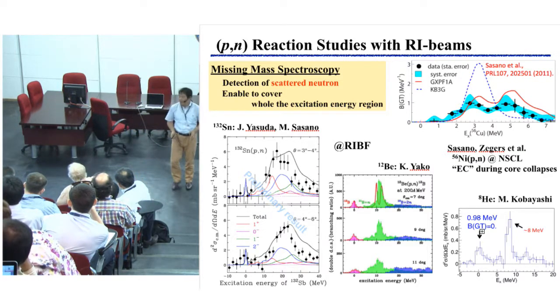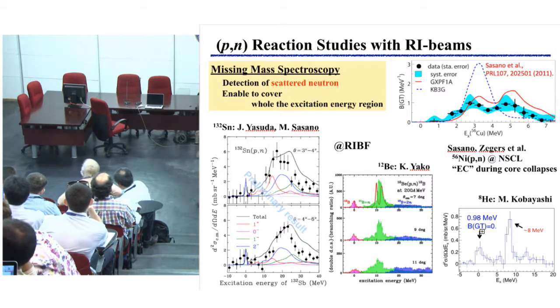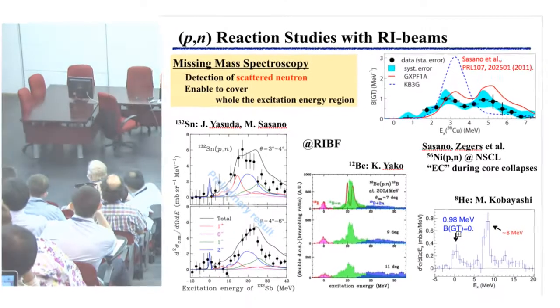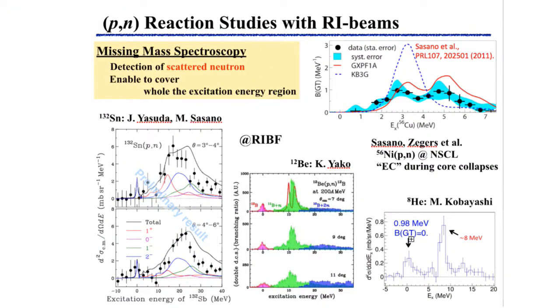And this PN technique has been introduced to RIKEN recently, and we have applied it to a wide range of nuclear charge, from helium-8, beryllium-12, and tin-132, which will appear very soon. Now the data is still at a preliminary level, but it will appear soon.